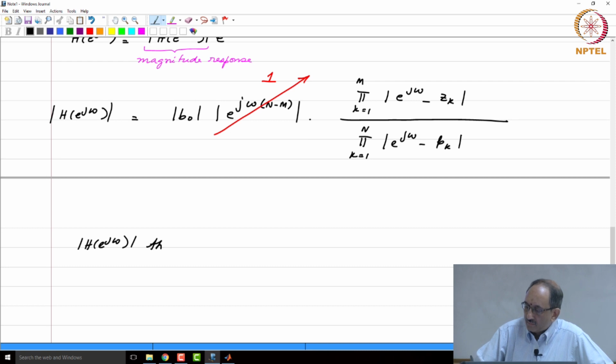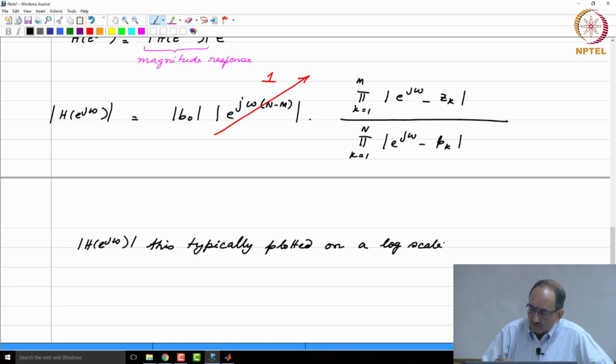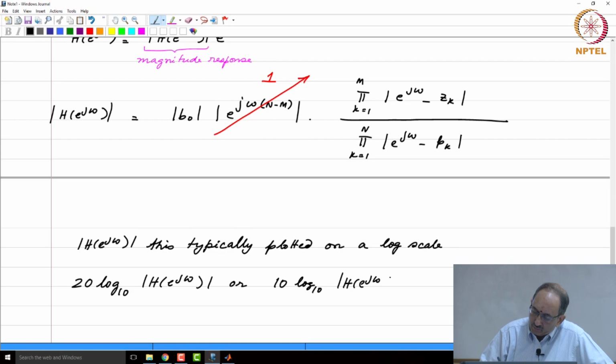So this is typically plotted on a log scale, and you either plot 20 log 10 magnitude of H of e to the j omega, or 10 log 10 magnitude of H of e to the j omega whole squared, same thing.